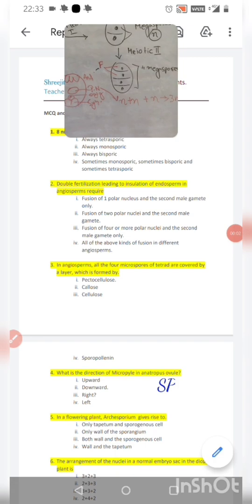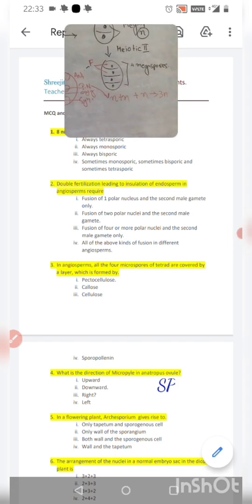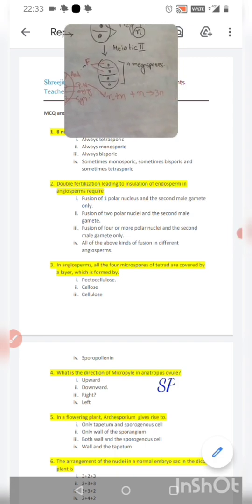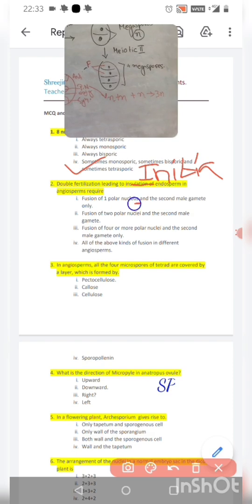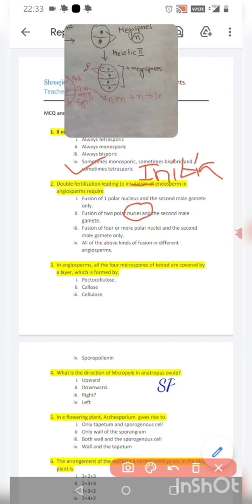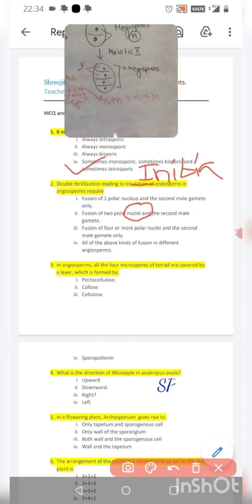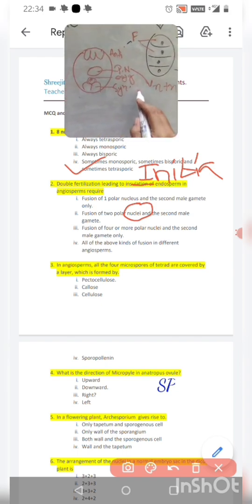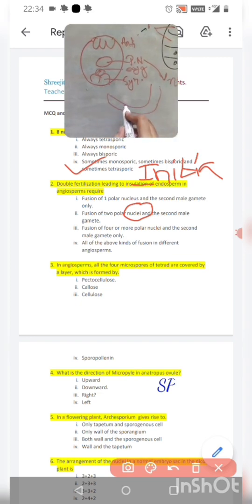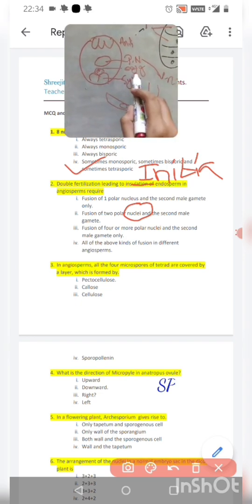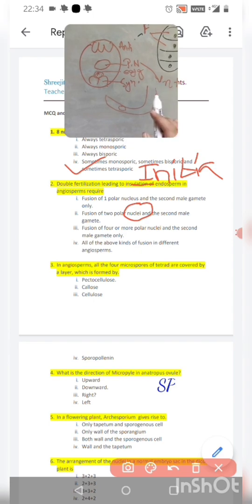So student, we know that the polar nucleus consists of two nuclei, so that is why we call it nuclei. Nuclei is the plural form of nucleus. And the male gametes, there are two male gametes present inside the pollen tube. Suppose this is the pollen tube, student, which is entering inside the embryo sac. The first male gamete fuses with the egg, so the zygote is formed.